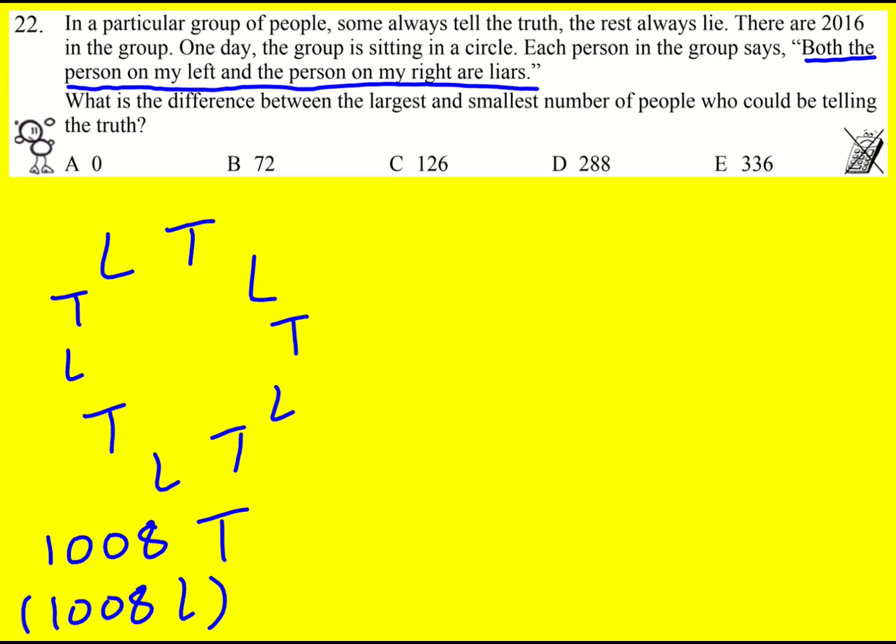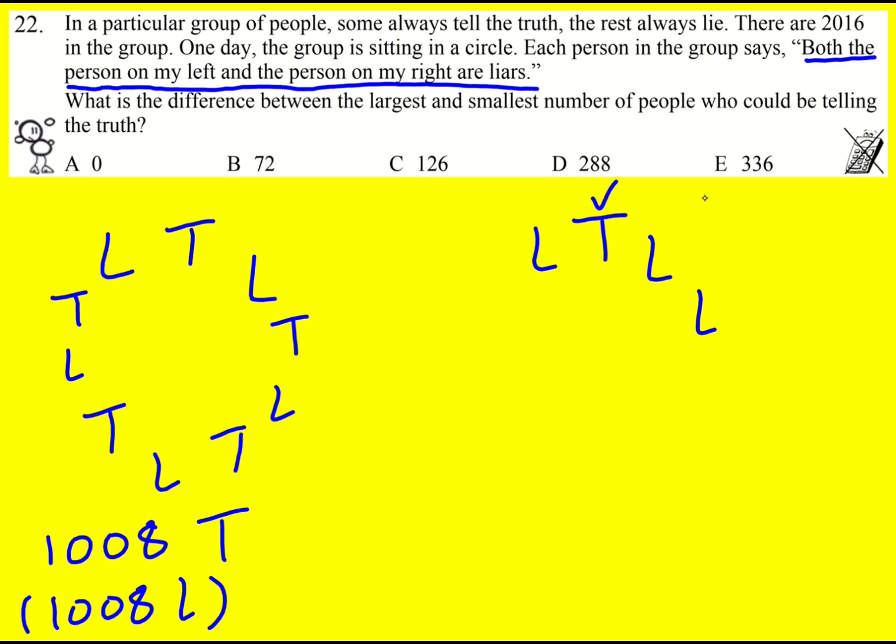Now the question is, is there any other option, or is the answer zero? And it might be tempting to go with zero here, but let's just look at it again. Somebody telling the truth, right? They have to have a person lying next to them and on the other side as well. Now we know that it's not possible to have two people telling the truth next to each other, but is it possible to have two people lying next to each other?